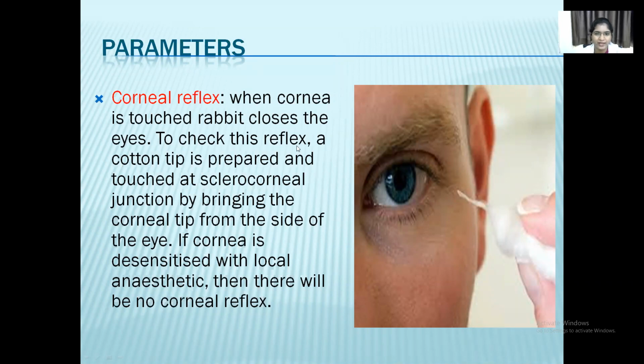To check this reflex, a cotton tip is prepared and touched at the sclerocorneal junction, bringing the cotton tip from the side of the eye. If the cornea is desensitized with local anesthetics, it will not show the corneal reflex. So corneal reflex is absent with local anesthetic drugs.